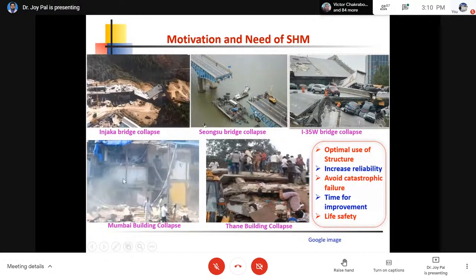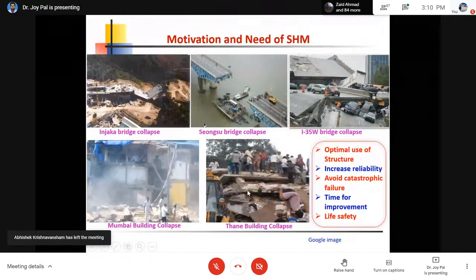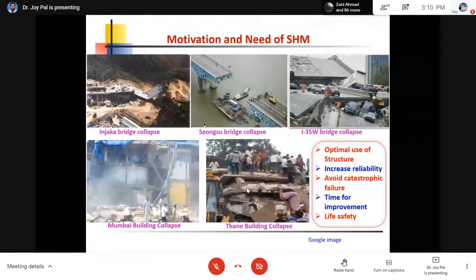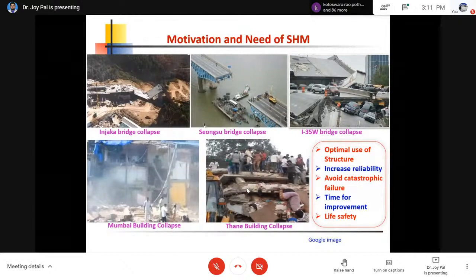And these are already, I think, poor maintenance is there and aging was also the effect. So the important thing is that because of these collapses, life safety becomes an issue. A lot of people died because of these collapses. So this structural health monitoring is mandatory or essential if we want to optimally use the structure, if we want to increase the reliability of the structure.